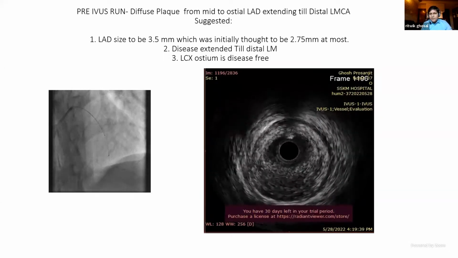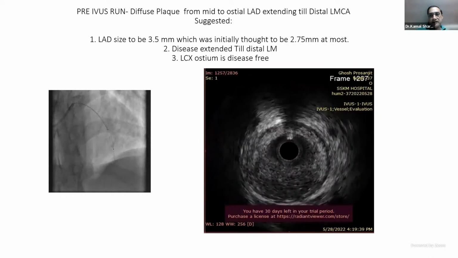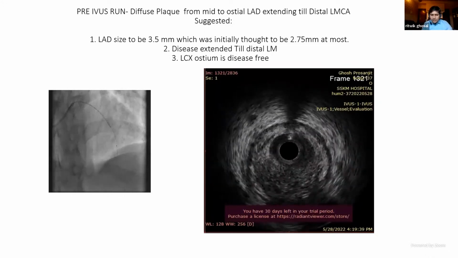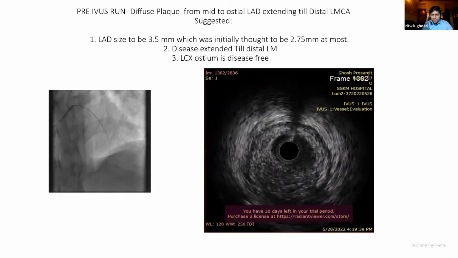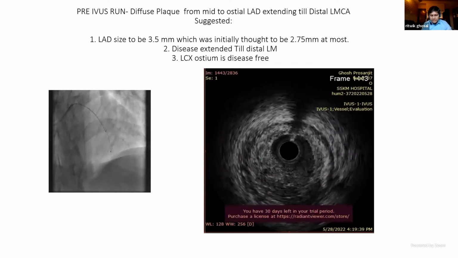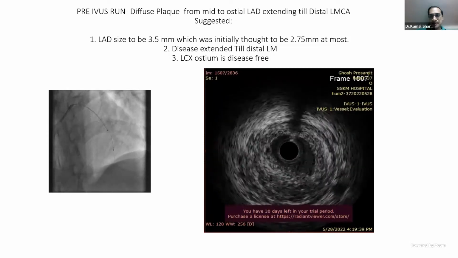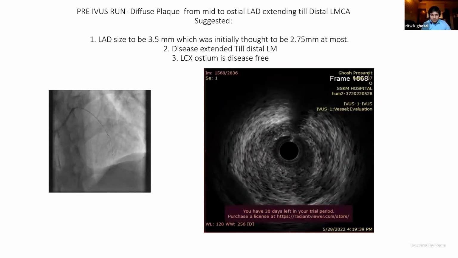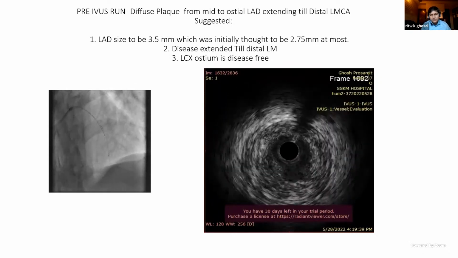What are the criteria of the same? How do you identify that? Sir, in OCT it is identified as a cap thickness of less than 65 micrometers, sir. Thin is less than 65, thick is more than 65.